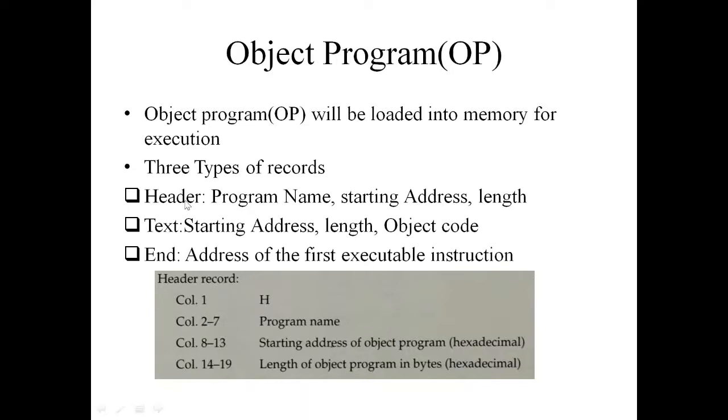The header record contains program name, starting address, and length as the fields. Program name is nothing but the name of the program, then the starting address of the program, and the length of the program. Next, the text record contains the starting address, the length of the object code, and the object code itself as the fields. Next, the end record contains the address of the first executable instruction.